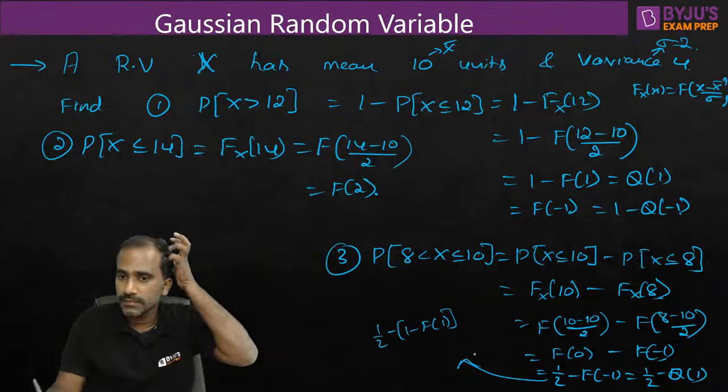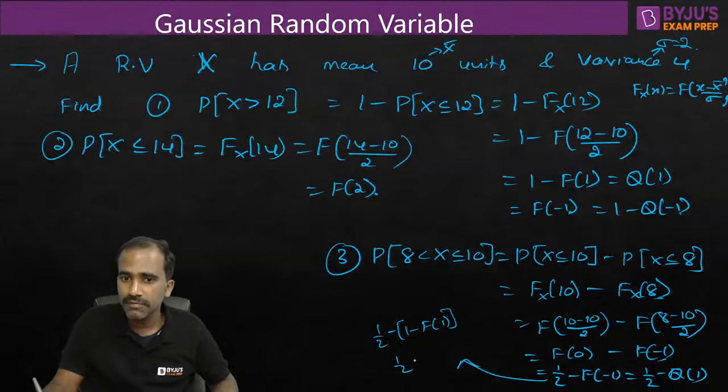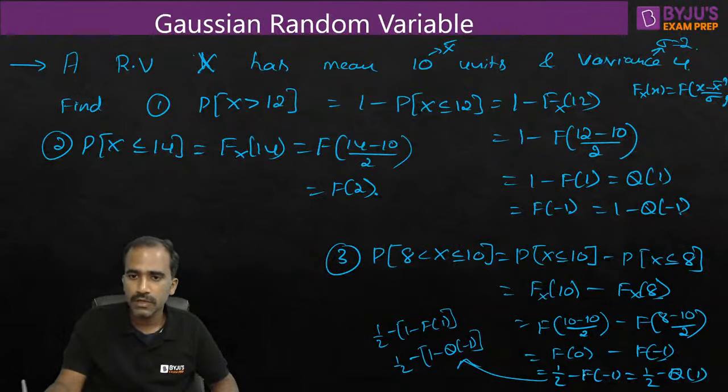And half minus F of minus 1, you can replace it with Q of 1. 1, 2, 3 answers, we are done. So we can also express it in terms of Q of minus 1, which we can write as 1 minus Q of minus 1. F of 1 can be replaced with Q of minus 1. So there are 4 ways of representing the same answer.